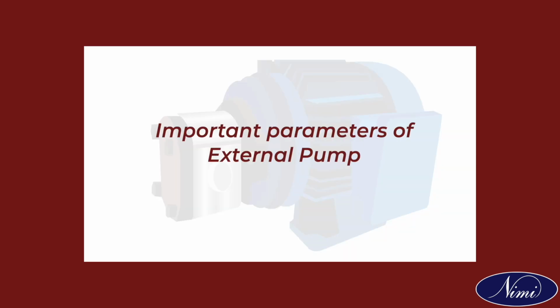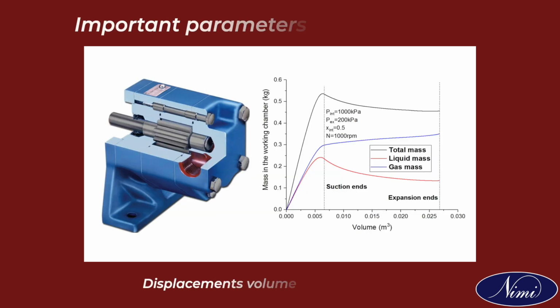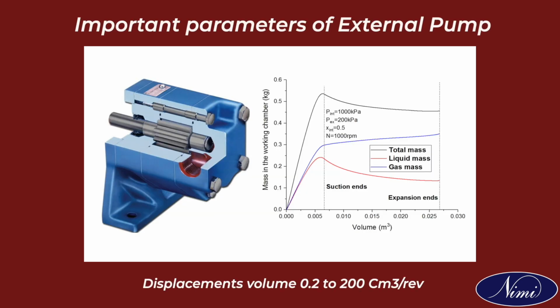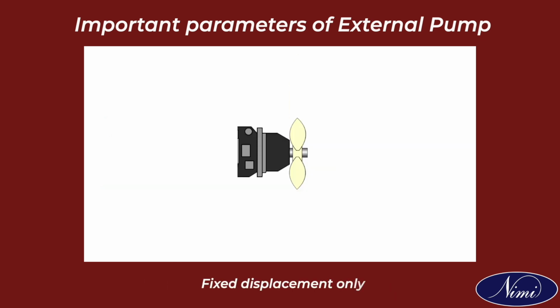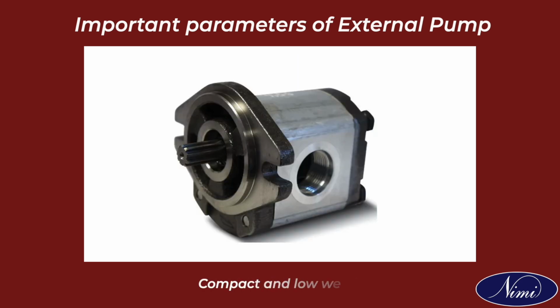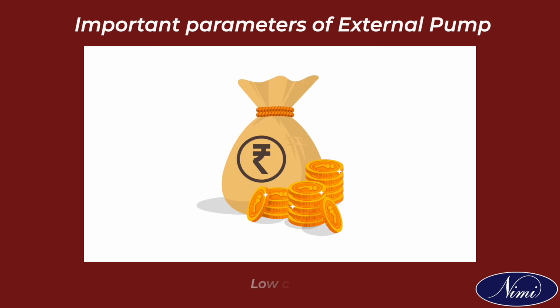Important parameters of the external pump. Displacement volume: 0.2 to 200 cm3 per revolution. Suitable for pressure up to 300 bar. Fixed displacement only. Generally noisy. Compact and low weight. Low cost.